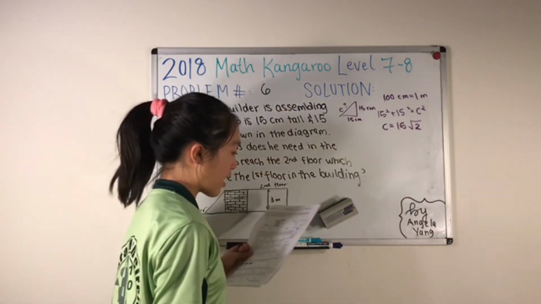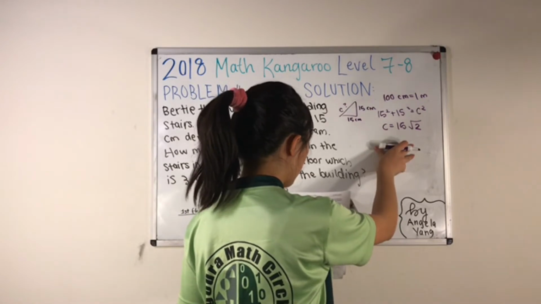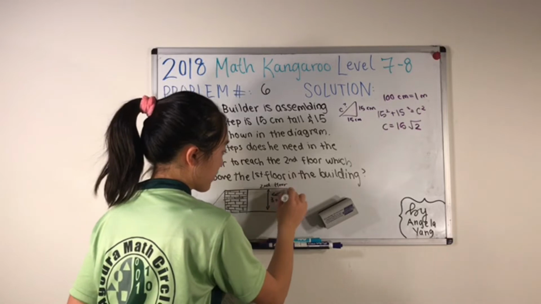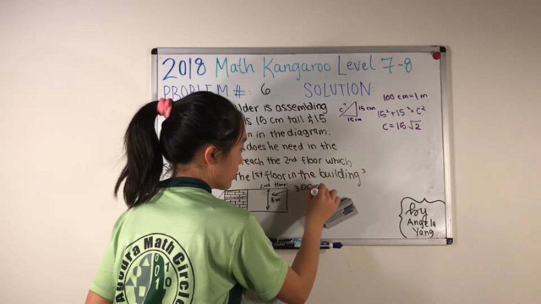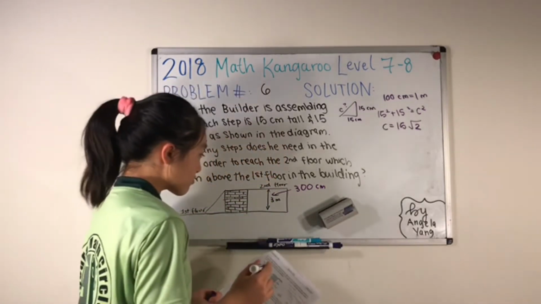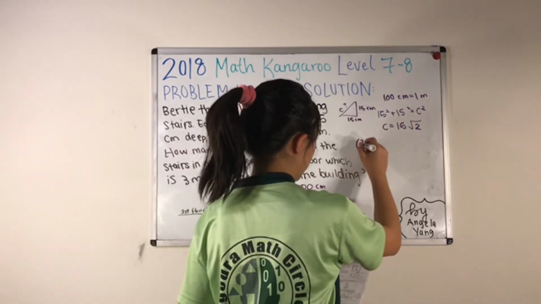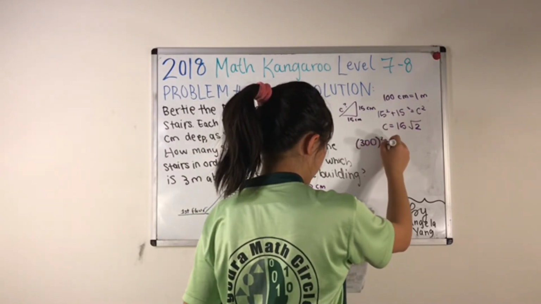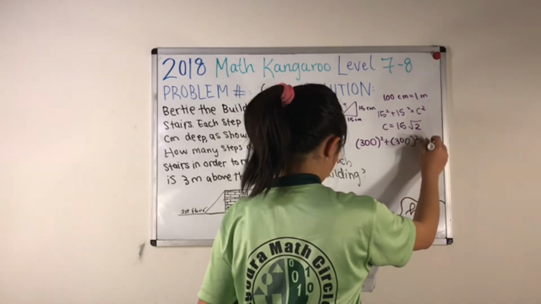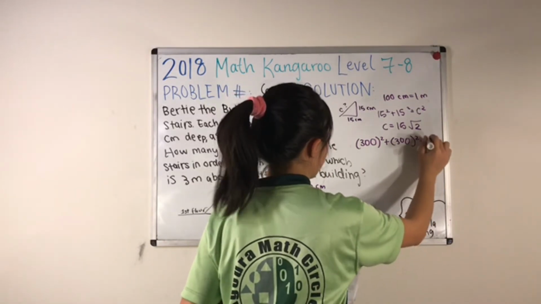And now we have to figure out how large the rest of this is. We know that this is actually 300 centimeters high, because 300 centimeters equals 3 meters. So now that we know that, we can figure out the rest of it. So we know that 300 centimeters squared plus 300 centimeters squared equals c squared. And this, we'll label as d squared.